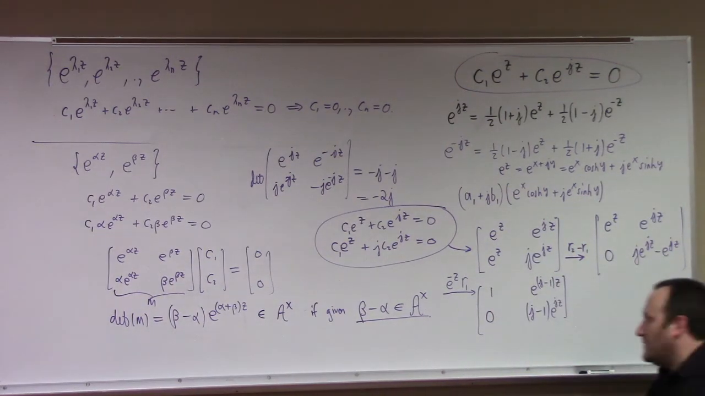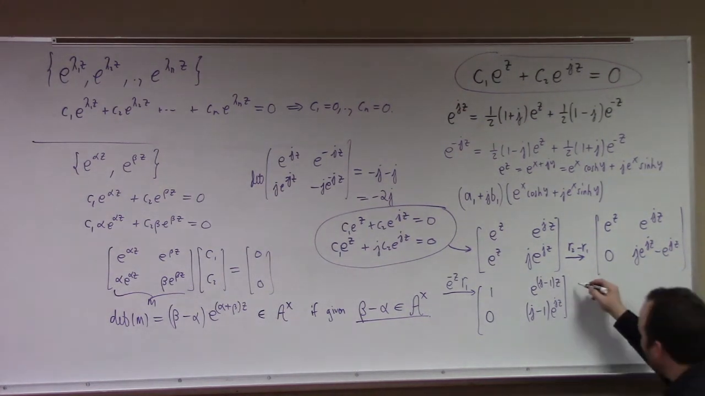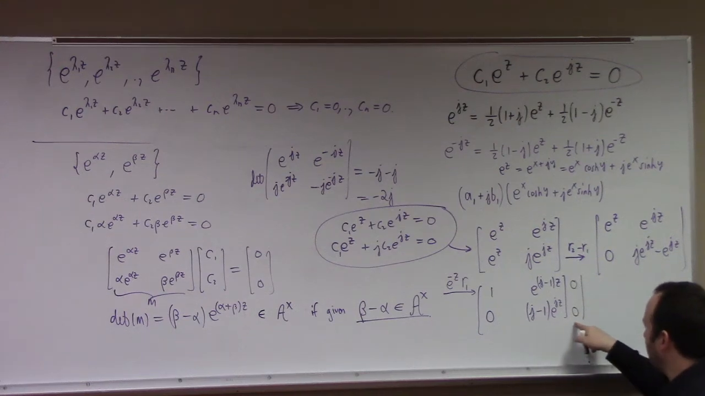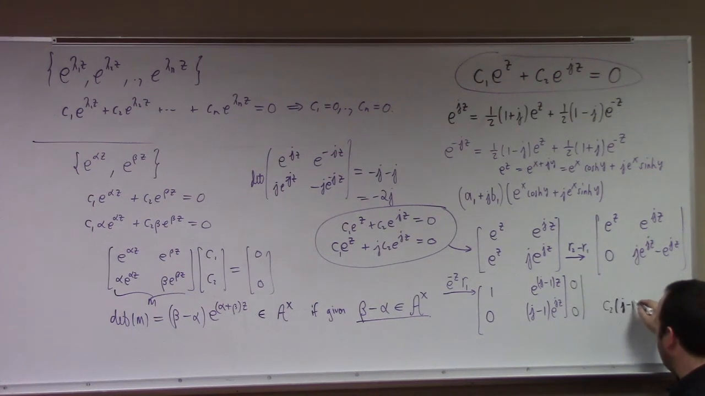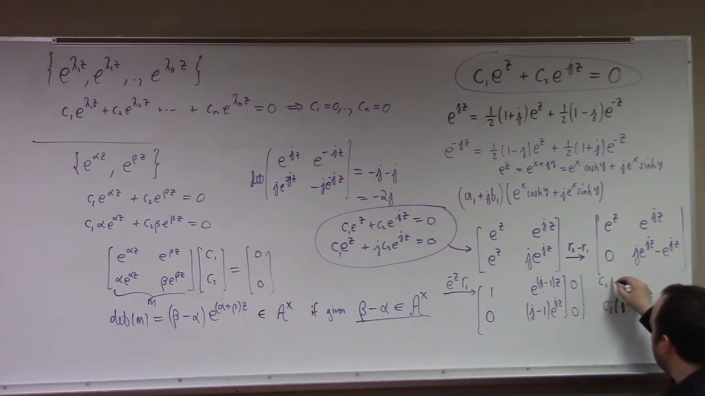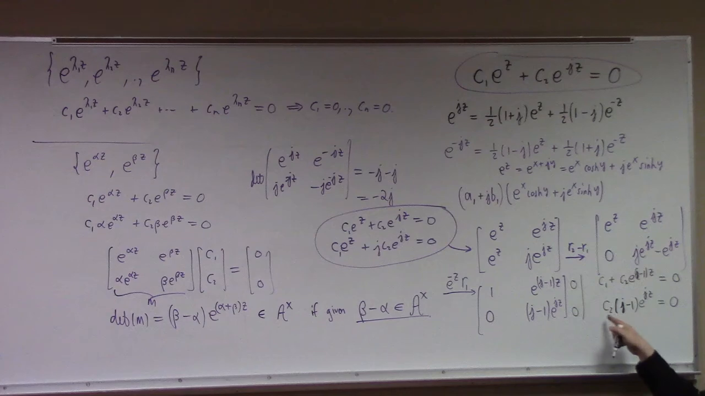Ah, Bowser. So what we got? There's zeros here, right? The augmented matrix. So this one says what? This says C2, times j minus 1, e to the jz equal to 0. And the first one says that C1 plus C2 e to the j minus 1 z equal to 0. So this suggests that this is a unit, so you can ignore that.